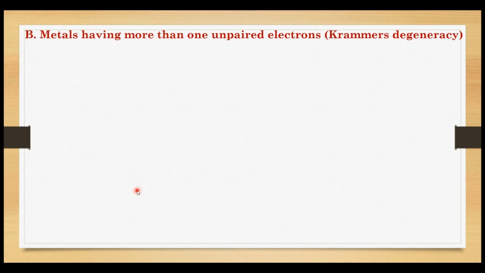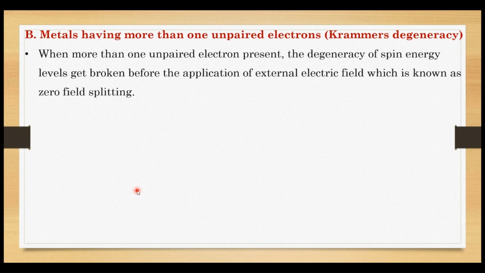Now we can move on to the next category, that is metal having more than one unpaired electron. In that case we have to discuss Kramers degeneracy. We already discussed one unpaired electron. Here we have to consider more than one unpaired electron. When more than one unpaired electron is present, the degeneracy of the spin energy levels gets broken before the application of the field, which is known as zero field splitting.